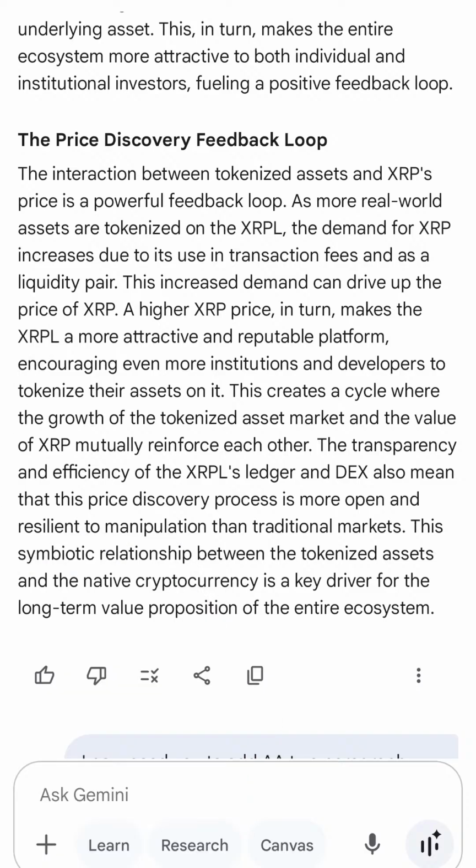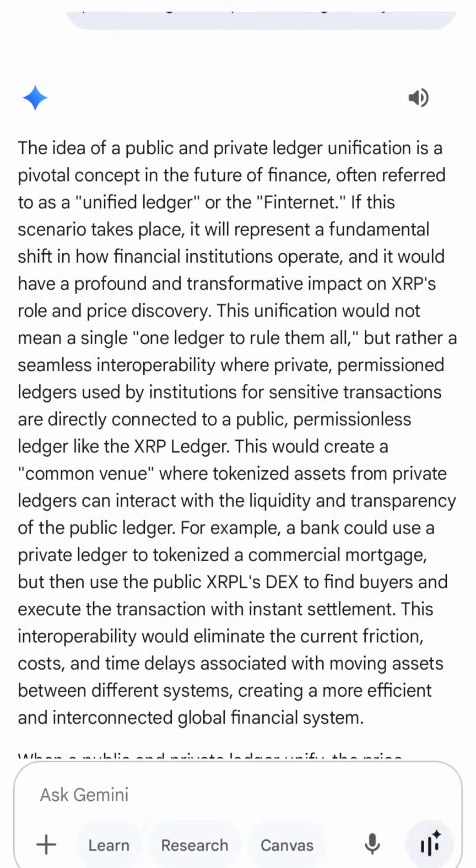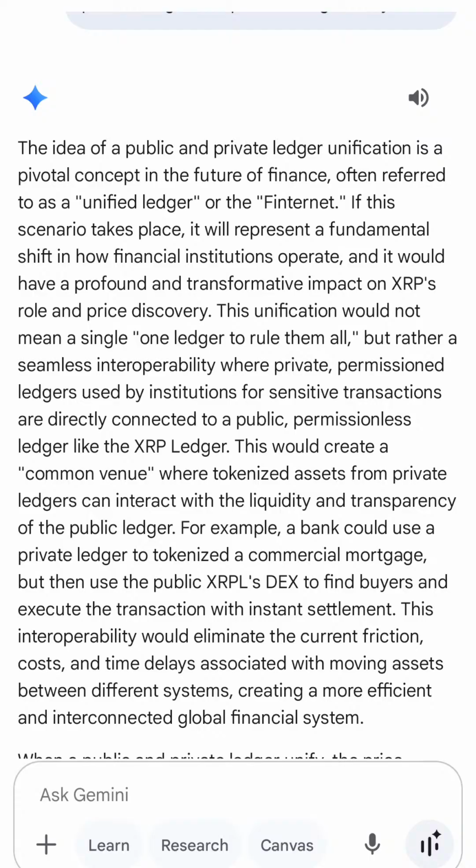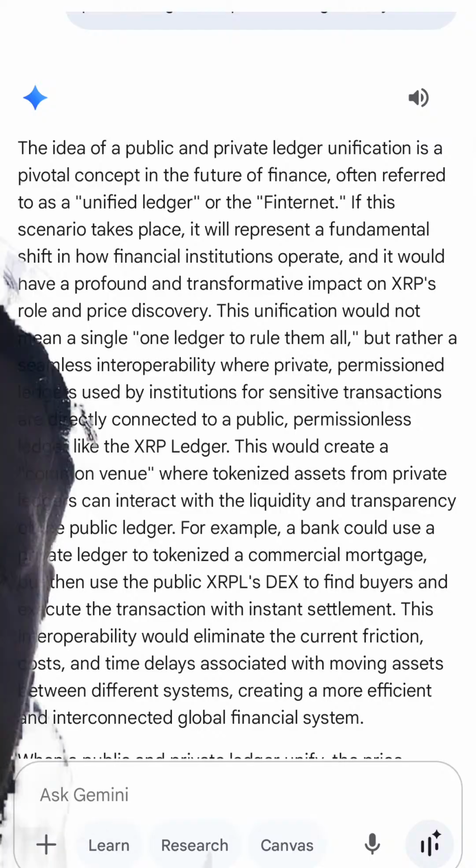I pull this up again. Now I ask, what happens if you have a public ledger finally unify with the private ledger? And I got a two-paragraph comprehensive answer on this real quick. So this is also from Gemini.